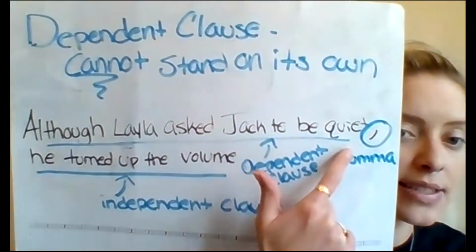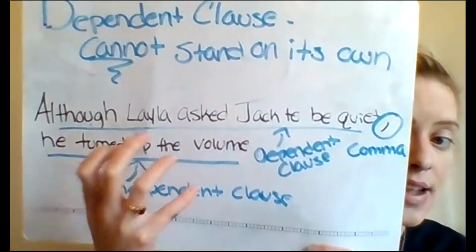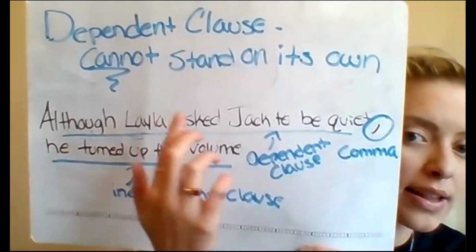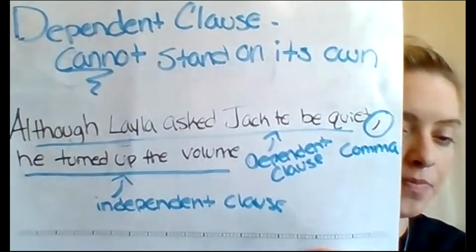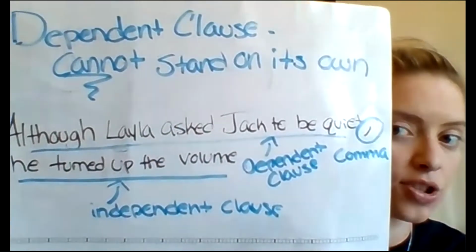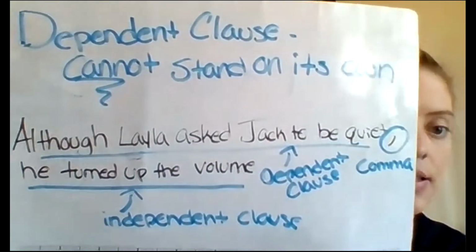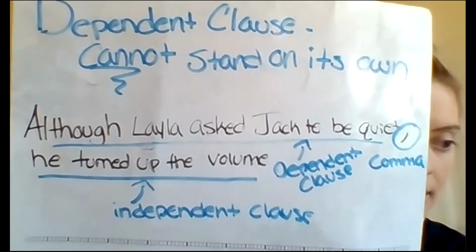So our comma in this sentence needs to go between the dependent clause and the independent clause. So, although Layla asked Jack to be quiet, comma, he turned up the volume. So our comma is separating our dependent from our independent clause in this complex sentence. Make sure you have that example down.